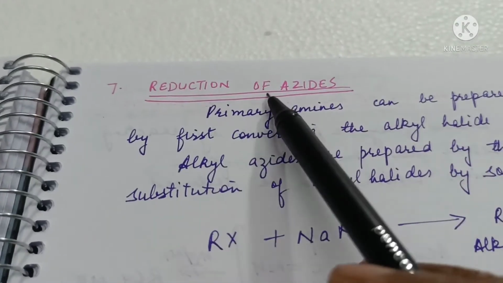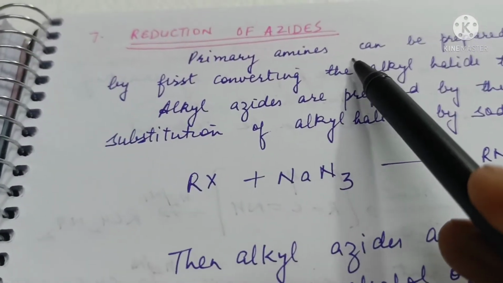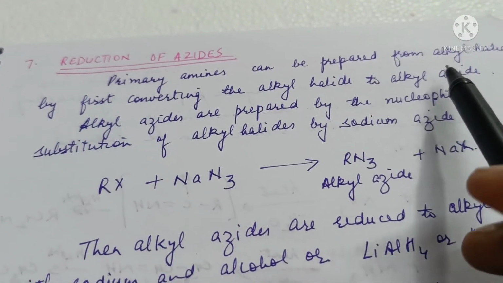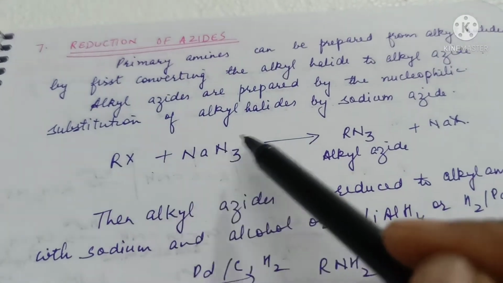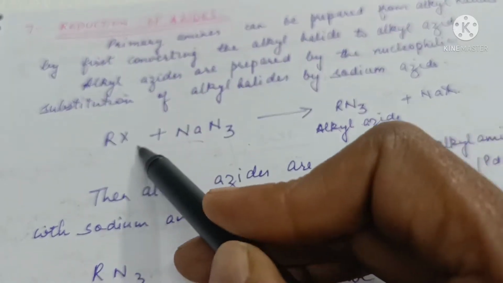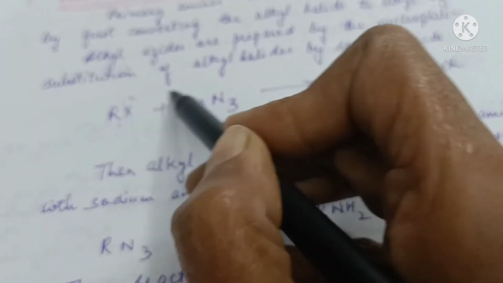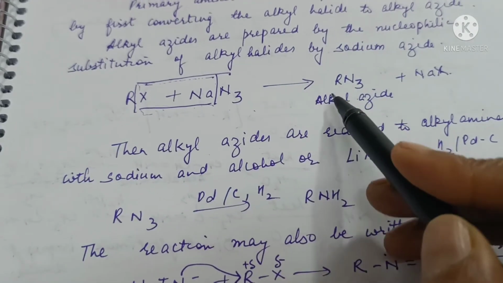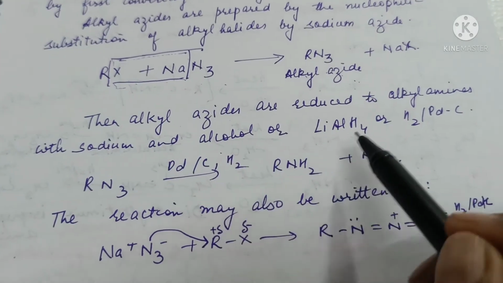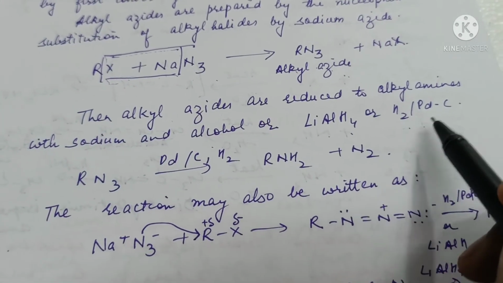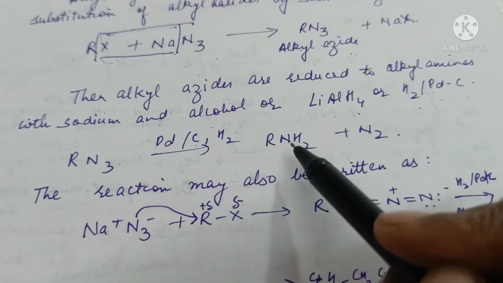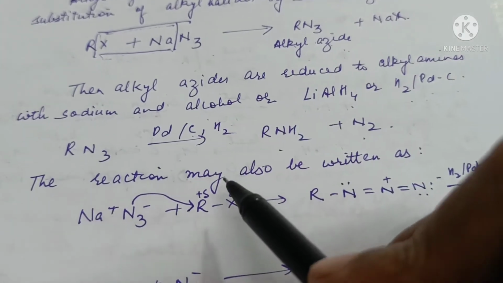The next method is reduction of azides. So primary amines can be prepared from alkyl azides. We first convert alkyl halide into alkyl azide by reacting with sodium azide. So Na and X will combine to form NaX, and N3 gets attached here to form alkyl azide. This will be reduced with either sodium and alcohol, or lithium aluminum hydride, or hydrogen and palladised carbon. So alkyl azide on reduction will form alkyl amine and nitrogen will be given off.